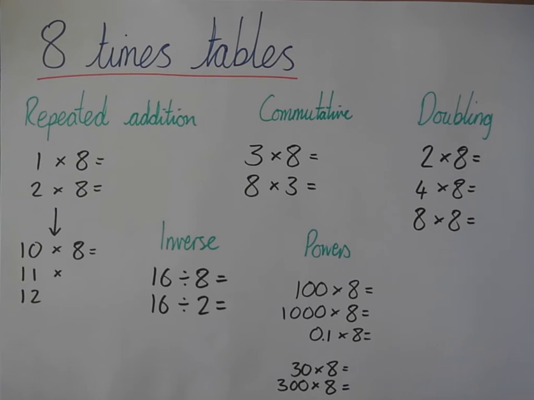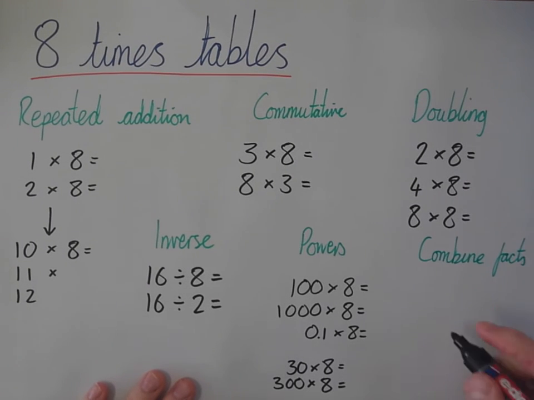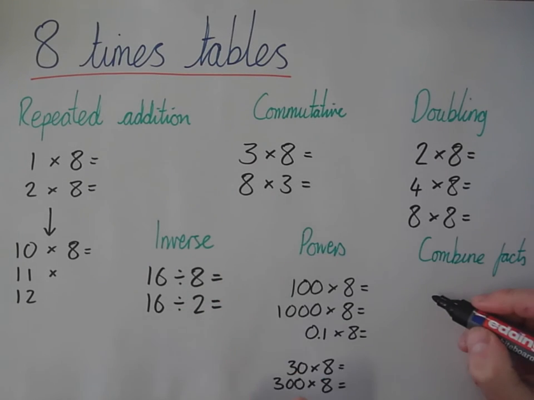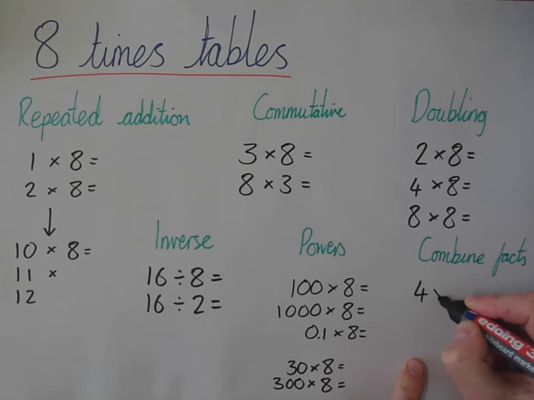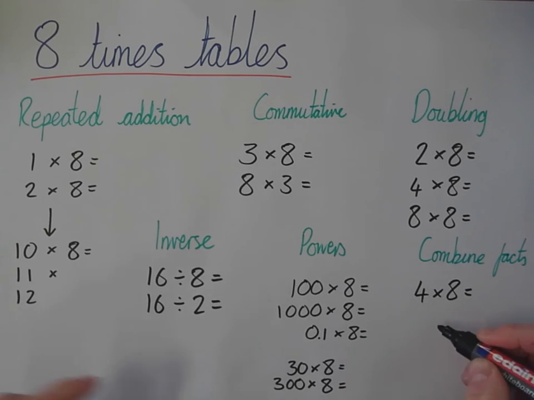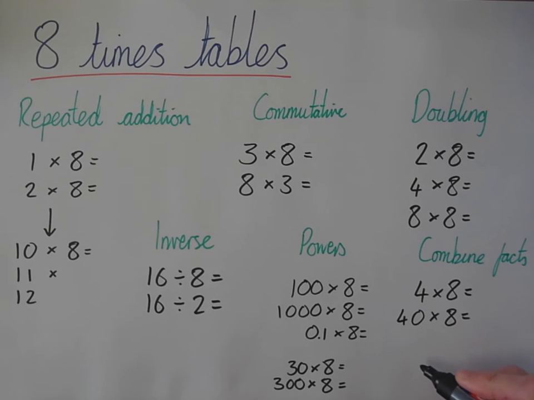And then another one, which I always do, the way I work things out in my head, is, it's probably a clever name for it, combine facts. So, for example, if you know what 2 lots of 8 are, and then you can work out, double it to what 4 lots of 8 are. So you could do, say, 4 lots of 8, and then you might be able to use that to help you work out what 40 lots of 8 are. And then you also could use the 5 times table, 5, 10, 15, 20, 25, 30, 35, 40, to work out what 5 lots of 8 are.